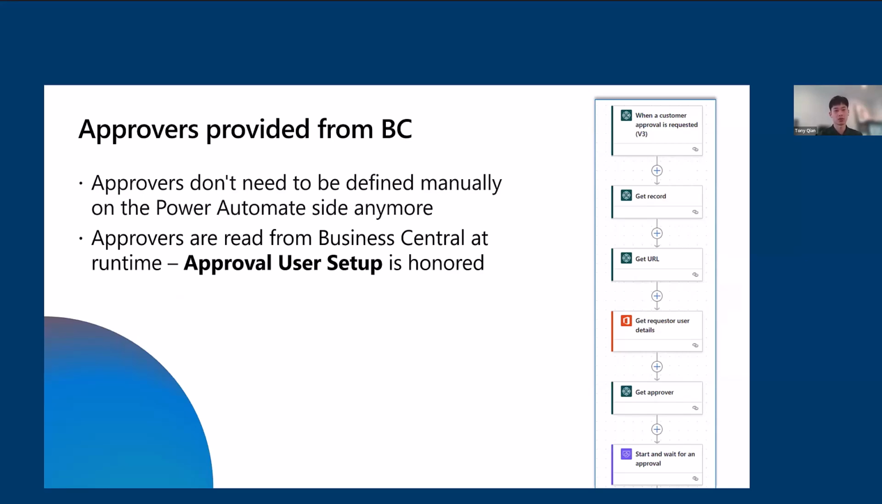Right now, we want to respect all the work that you have done in the past where you set up the approval users inside of Business Central. So we're still going to do that. We're going to honor all of those setups inside of Business Central. On the Power Automate side, all you need to do is configure the logic, and that's it. When it's triggered, it will look at your approval criteria setup, which user has what range to approve. It will honor all of those and send this approval request to the respective approvers.